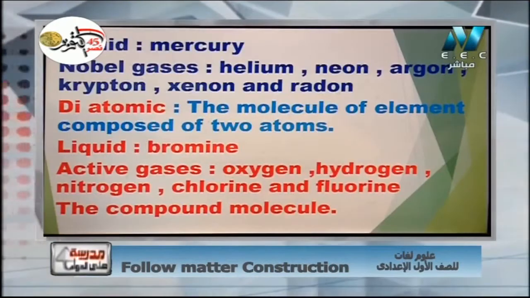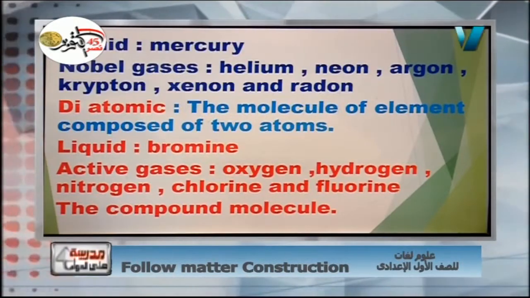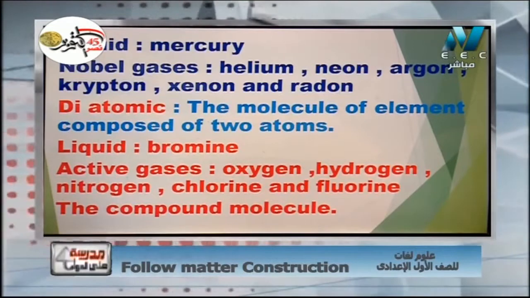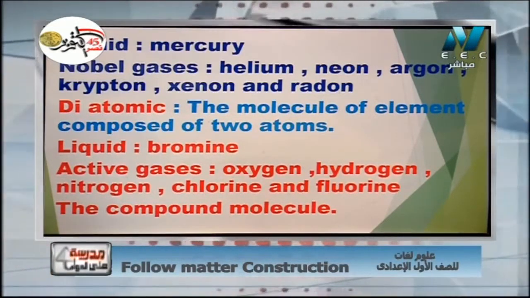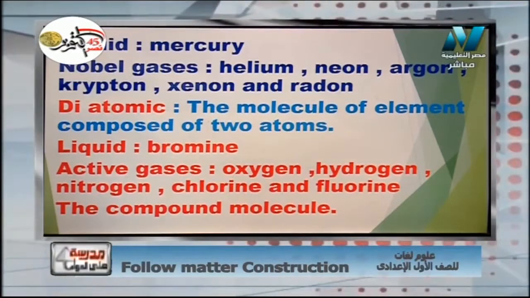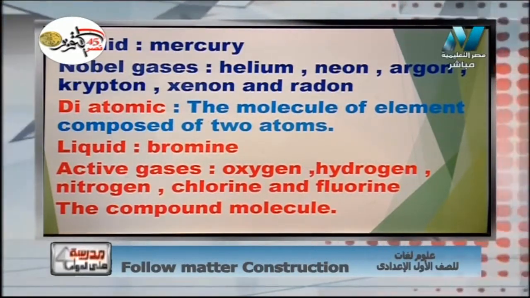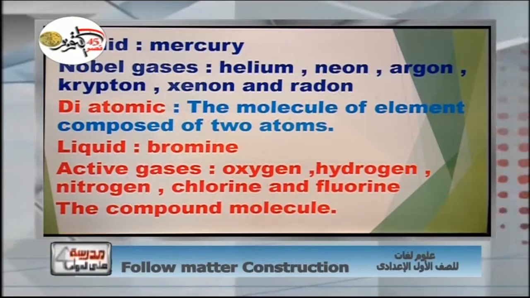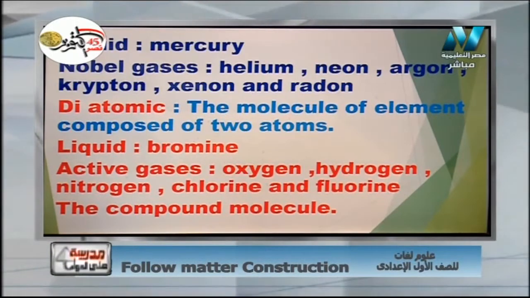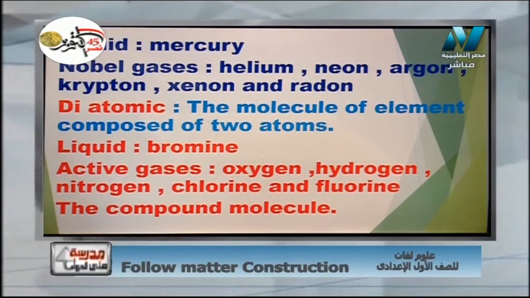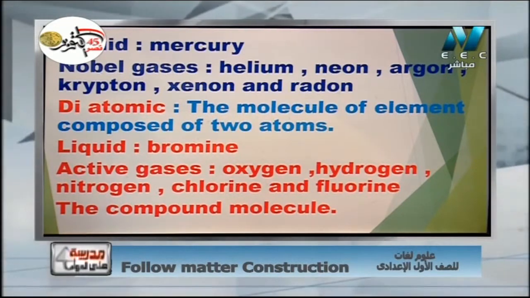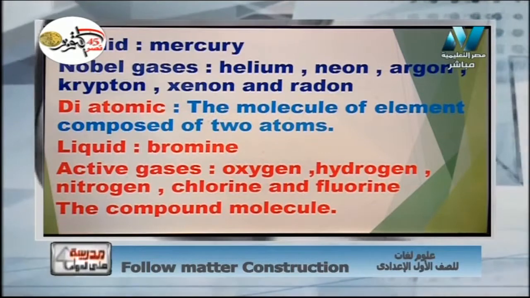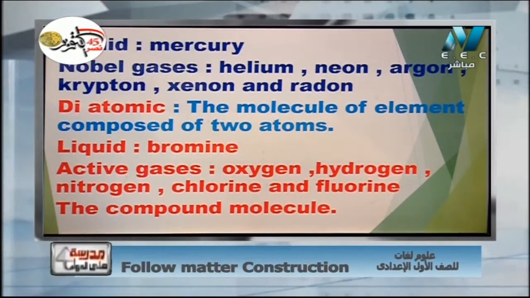We have some examples of diatomic molecules of element. We have a liquid, bromine. Do you remember, my dear student, what's meant by bromine? We studied in primary 4 that we have 2 liquid elements. The first one is mercury, which is a metal, and the second one is bromine, which is a liquid non-metal. So the liquid metal mercury has a molecule that consists of just one atom, while the liquid non-metal bromine has a molecule that consists of 2 atoms.